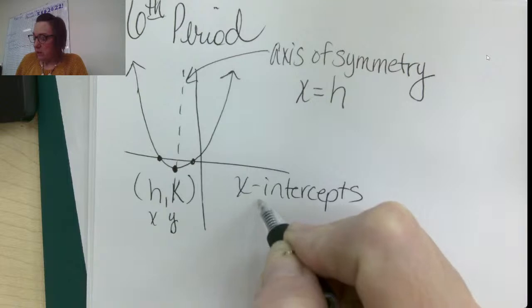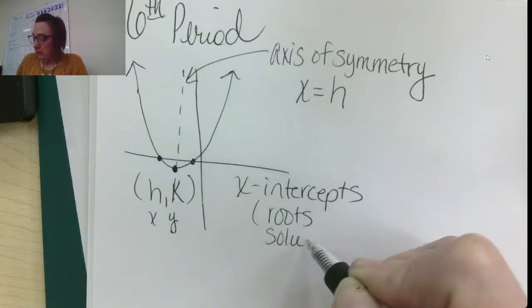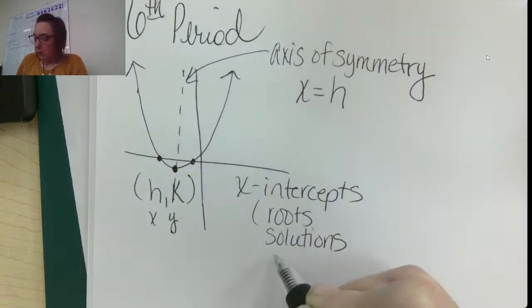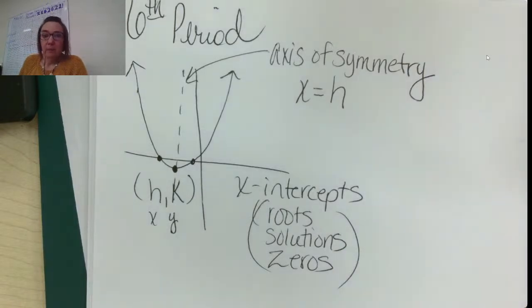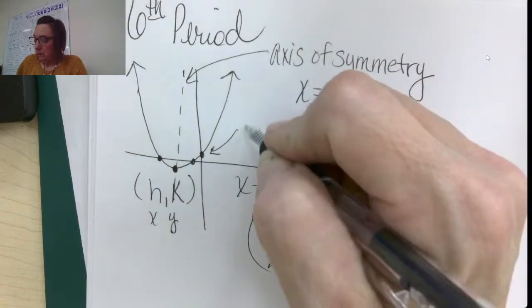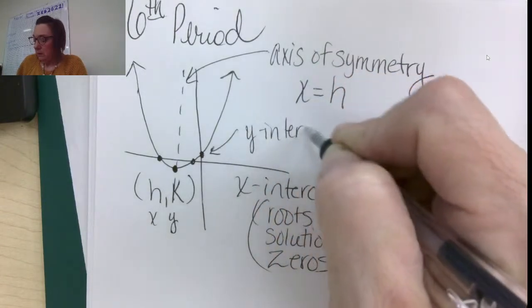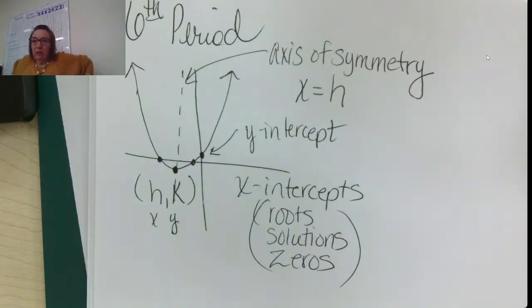And your x-intercepts are also known as roots. They're also known as solutions. They're also known as zeros. And you have your y-intercept. And it's just called a y-intercept. So those are all landmarks that you can utilize when you're trying to graph a quadratic equation. Okay, so today we're going to talk about how you find those things.